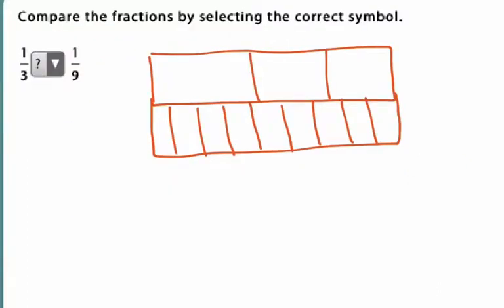This next problem is asking you to compare 1/3 and 1/9. Because they're both unit fractions, it's very, very easy to compare them. The greater the distance between the numerator and denominator, the smaller the fraction, because it's a much smaller part.